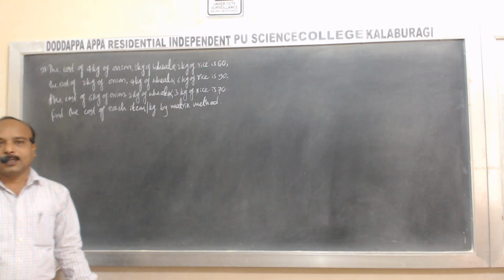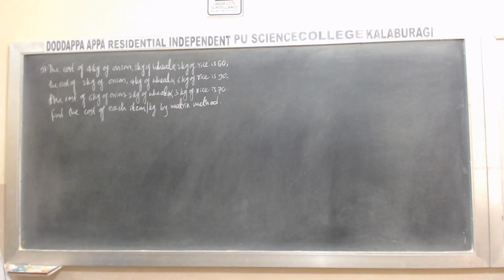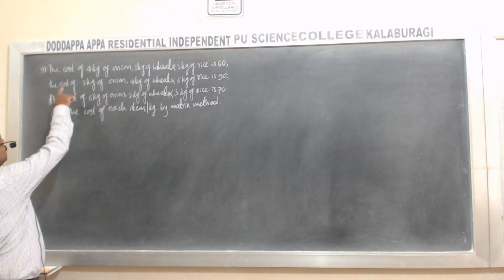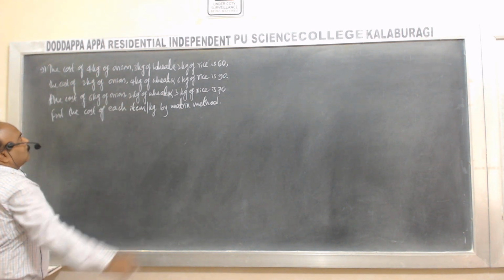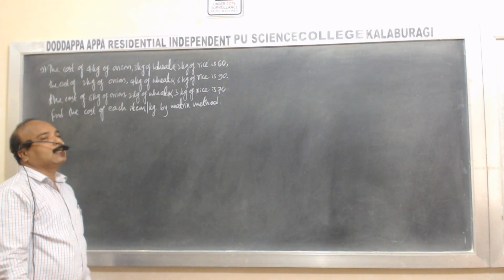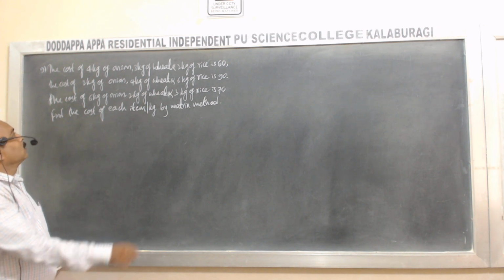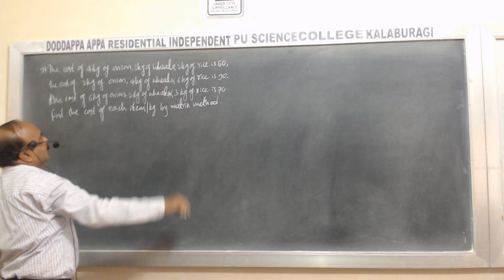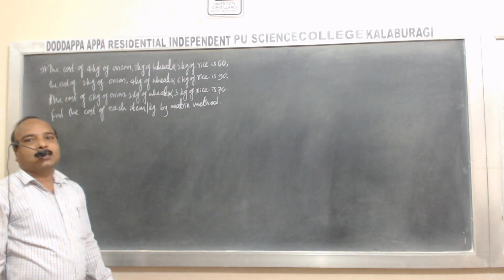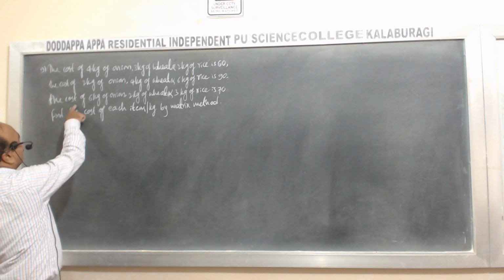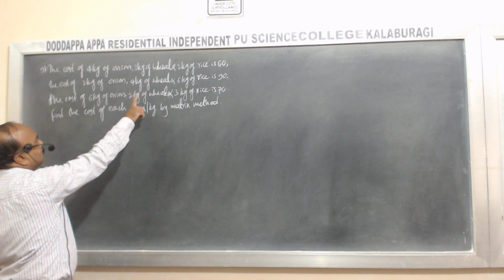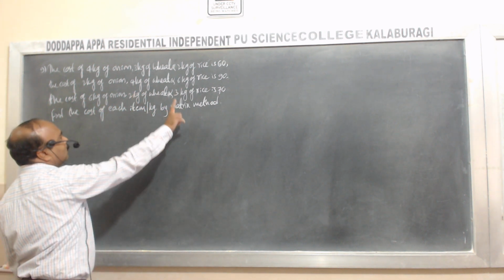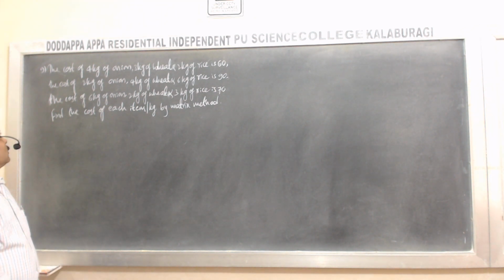Now I go for one word problem example by matrix method. It is given that the cost of 4 kg of onion, 3 kg of wheat and 2 kg of rice is 60, and the cost of 2 kg of onion, 4 kg of wheat and 6 kg of rice is 90, and the cost of 6 kg of onion, 2 kg of wheat and 3 kg of rice is 70. Find the cost of each item per kg by matrix method.